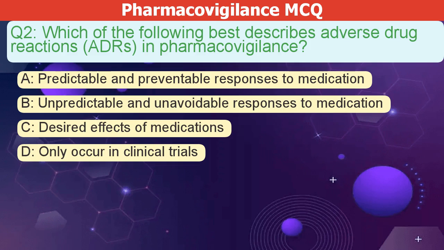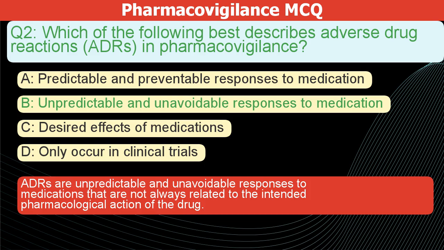Which of the following best describes adverse drug reactions, or ADRs, in pharmacovigilance? A. Predictable and preventable responses to medication. B. Unpredictable and unavoidable responses to medication. C. Desired effects of medications. D. Only occur in clinical trials. The correct answer is B. ADRs are unpredictable and unavoidable responses to medications. They are not always related to the intended pharmacological action of the drug.